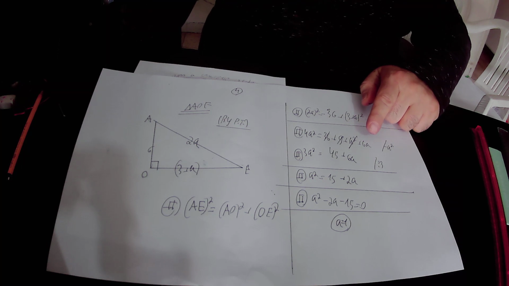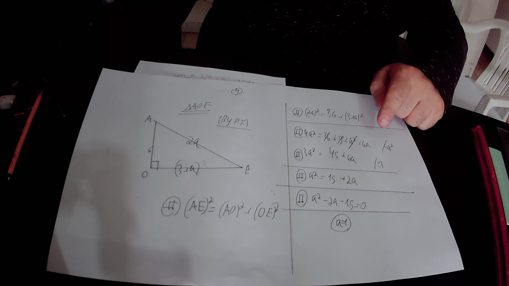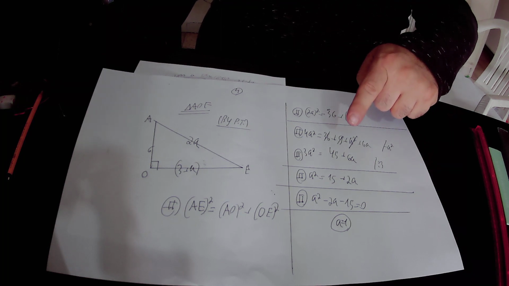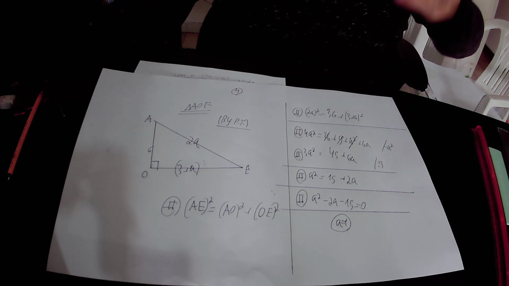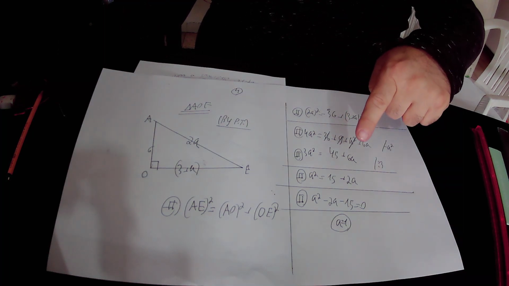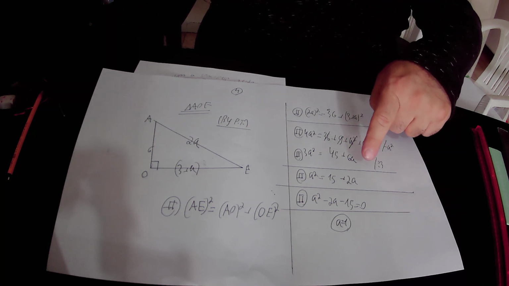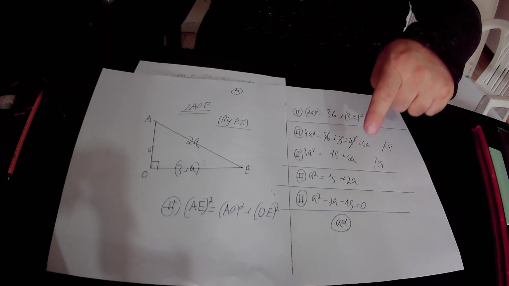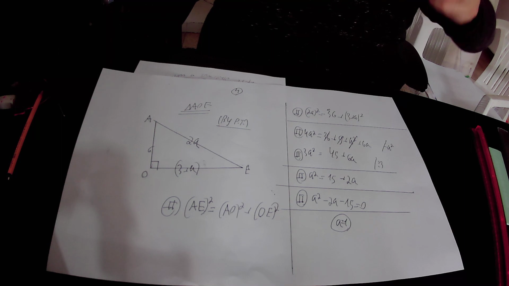We divided equation number 2 by 3, and we got that 3A squared over 3 equals A squared. 45 over 3 is 15, and 6A over 3 is 2A. So in conclusion, A squared equals 15 plus 2A. Here we subtracted 15 and also 2A from this equation, and found that A squared minus 2A minus 15 equals 0.